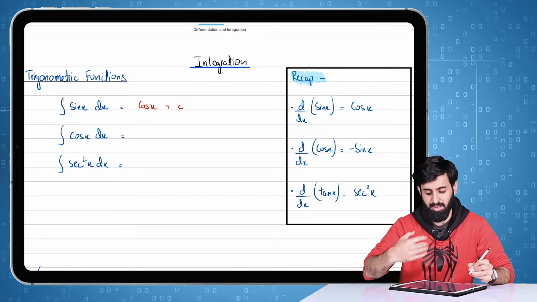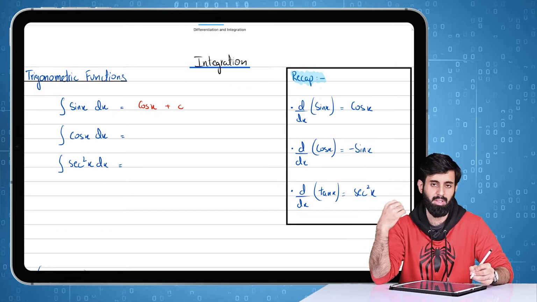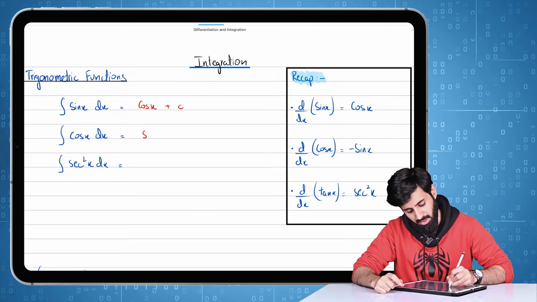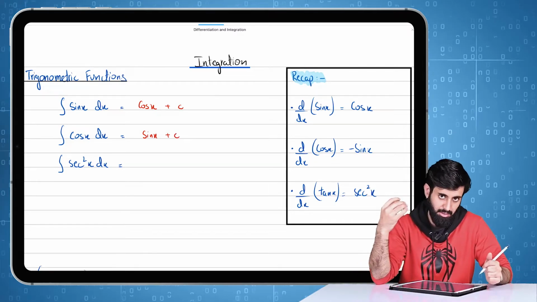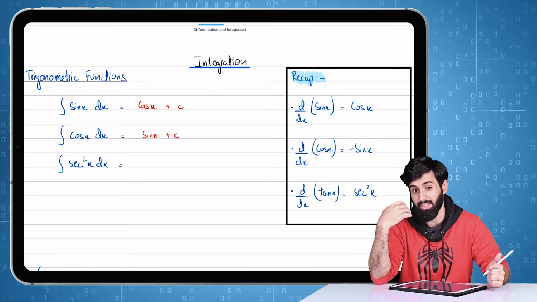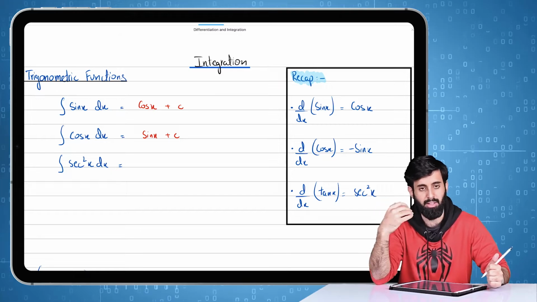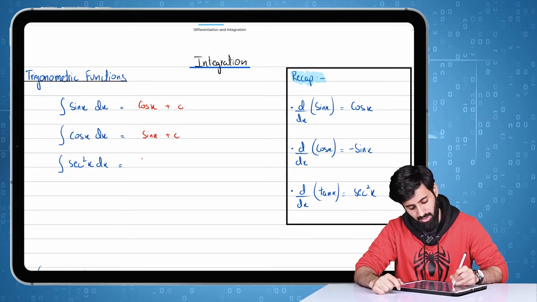And since the differential of sine x is cos x, that means that the integral of cos x will be sine x plus c. And since the differential of tan x is sec squared x, that means the integral of sec squared x would simply be tan x.